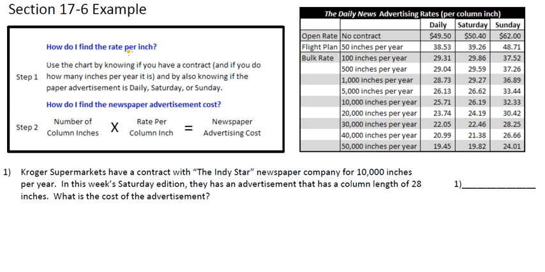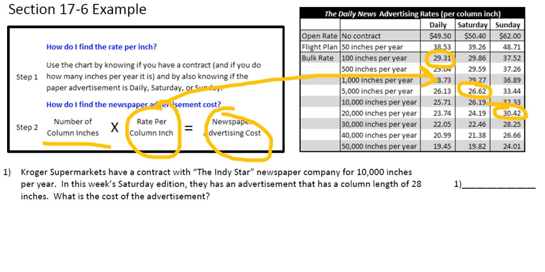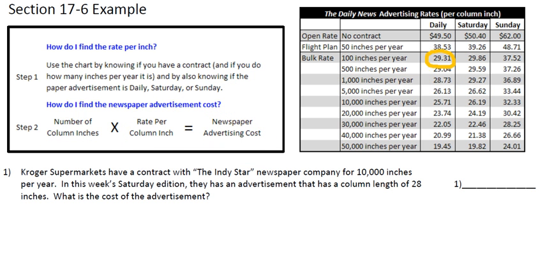After you know what dollar amount to use, whether it's here or here or here, that dollar amount is known as the rate per column inch. That's what we're talking about here. And so you will multiply that times the number of column inches in step 2 to find the final cost. Well, enough talk. Let's jump right into the problem. That way we can hope that we explain it in a way that helps you understand it.